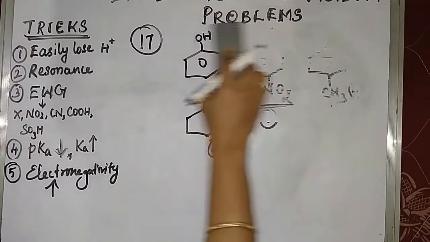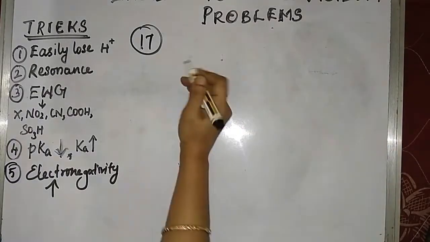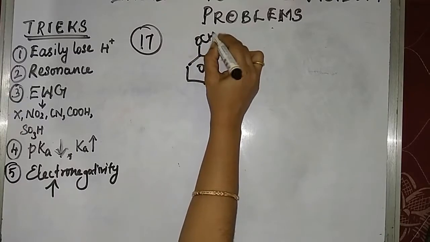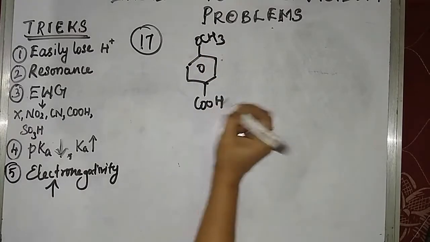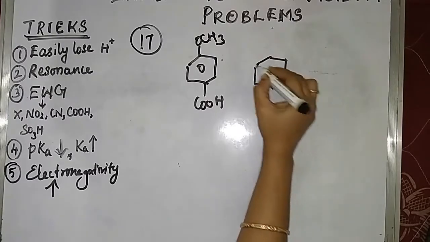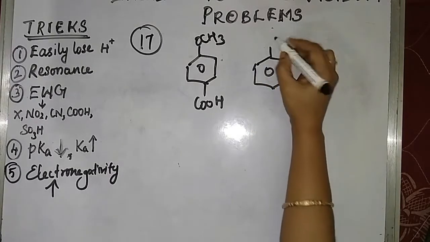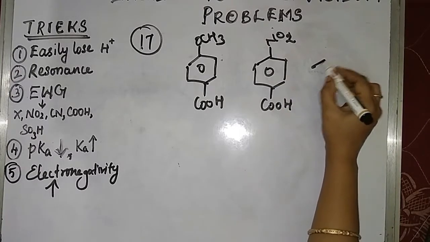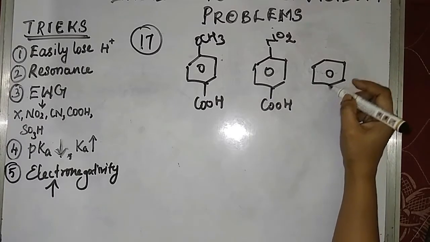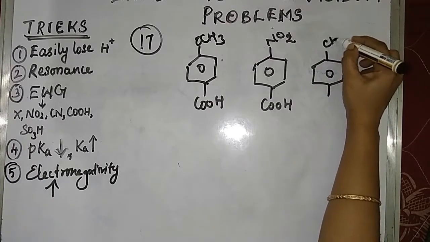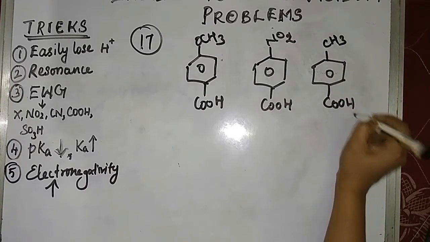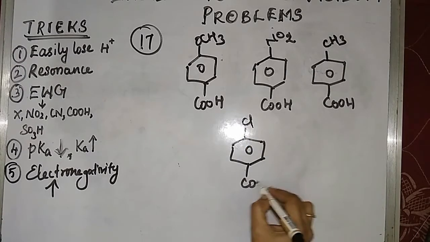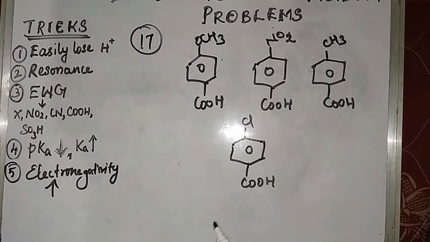And 18th. Para-methoxybenzoic acid, para-nitrobenzoic acid, para-methylbenzoic acid, and the last one, para-chlorobenzoic acid. Now we have to compare these three groups.